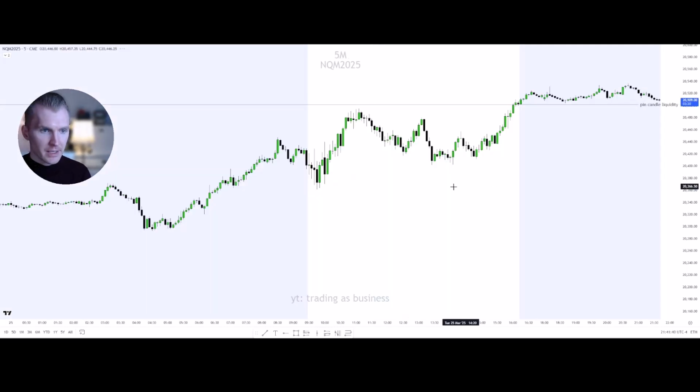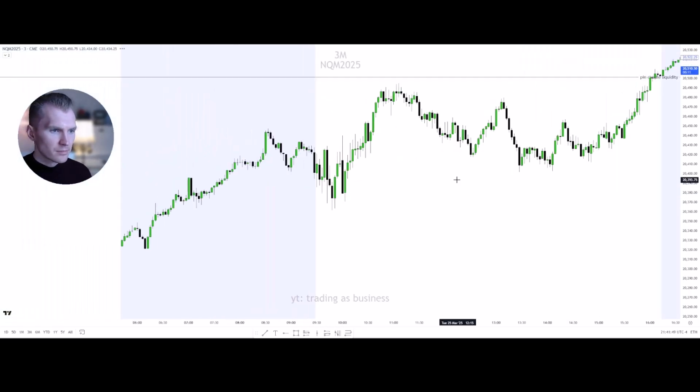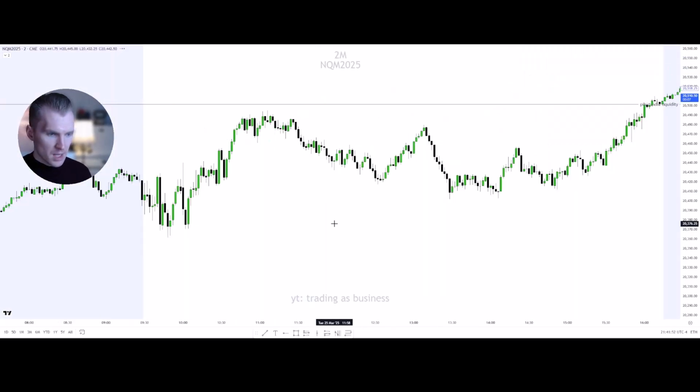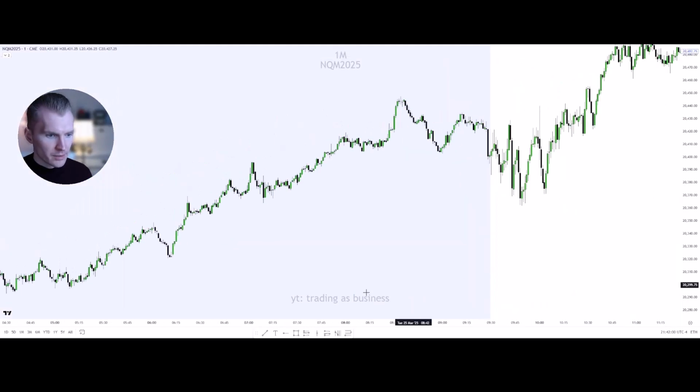That's 5-minute time frame. 4, 3, 2, 1, and look at that. What do we have here? We have relative equal lows. That's 1-minute time frame. We have relative equal lows being taken.